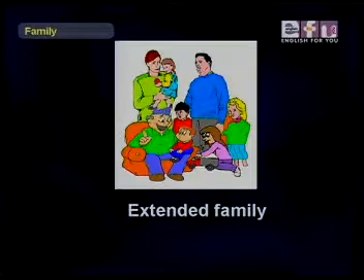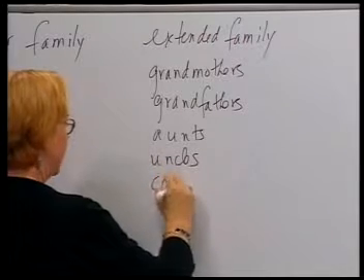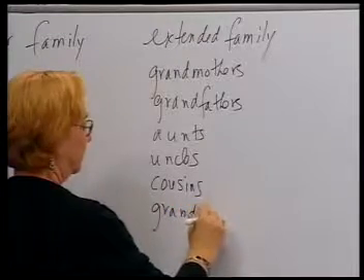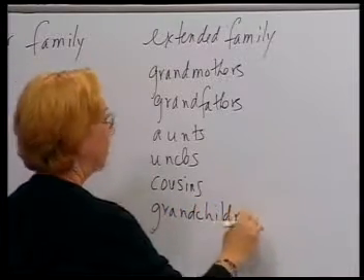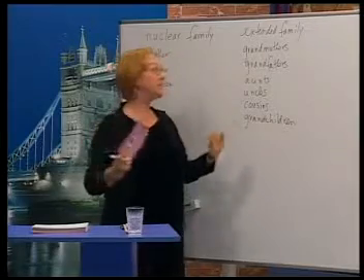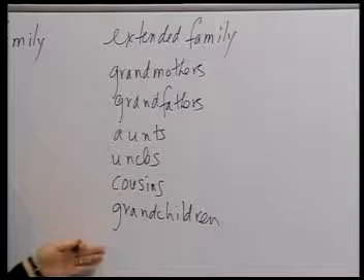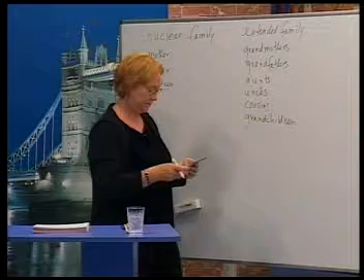In this family we see grandmothers, grandfathers, aunts, uncles, maybe cousins, and grandchildren. Okay, so the extended family is big. Grandmothers, grandfathers, aunts, uncles, cousins, grandchildren, mother, father, children.